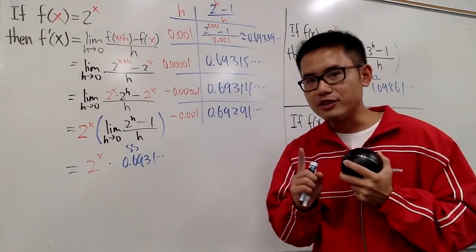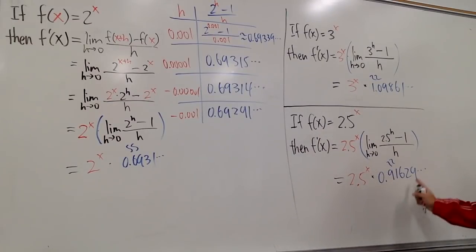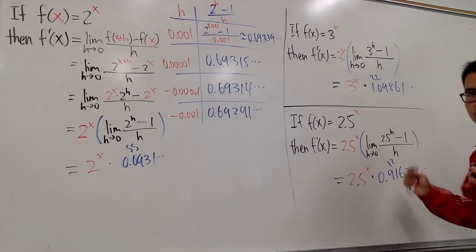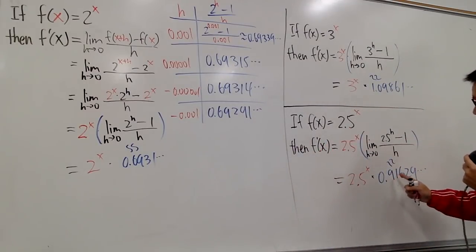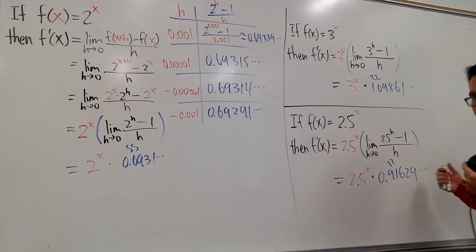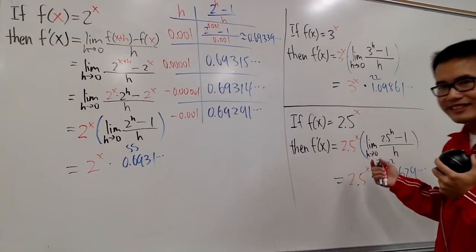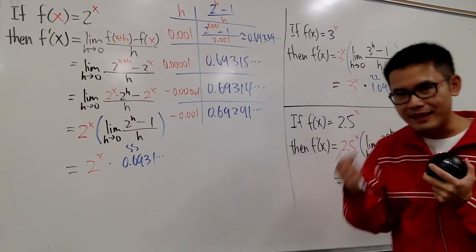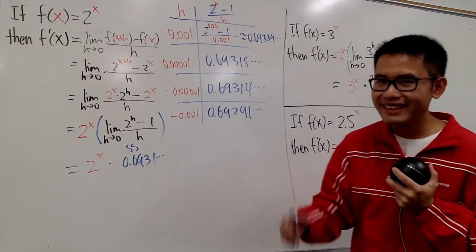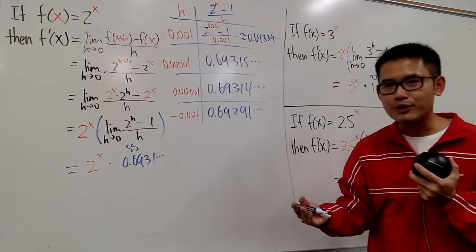But one more observation. When the base was 2.5, this additional number is pretty close to 1, isn't it? This is just 0.91629 and so on. You can imagine, what if I use 2.6 and so on? Maybe this number will be even nicer, meaning closer to 1. Maybe you can try it with 2.7, etc.